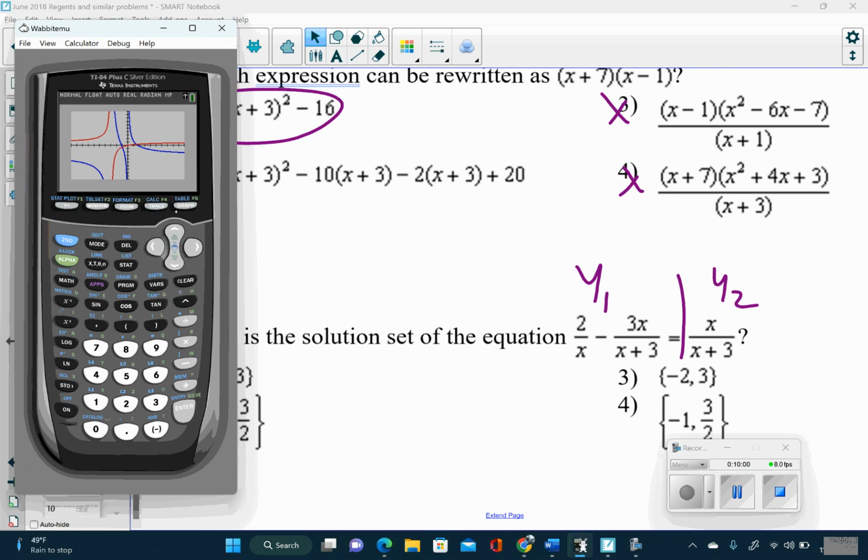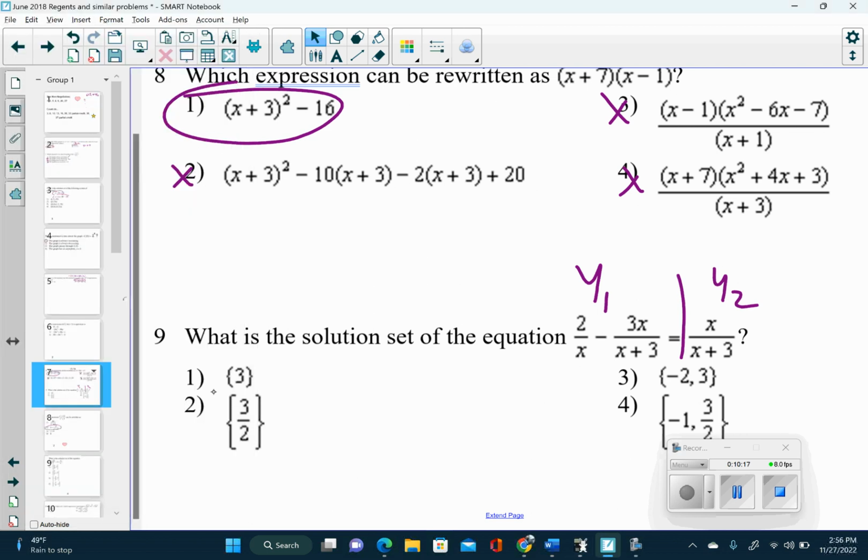So if I go to my table, second graph, I can go ahead and look to see if I see two numbers the same. Boom, negative one, negative one half. So negative one is definitely an answer. So this is wrong, this is wrong, this is wrong. So this has to be it.